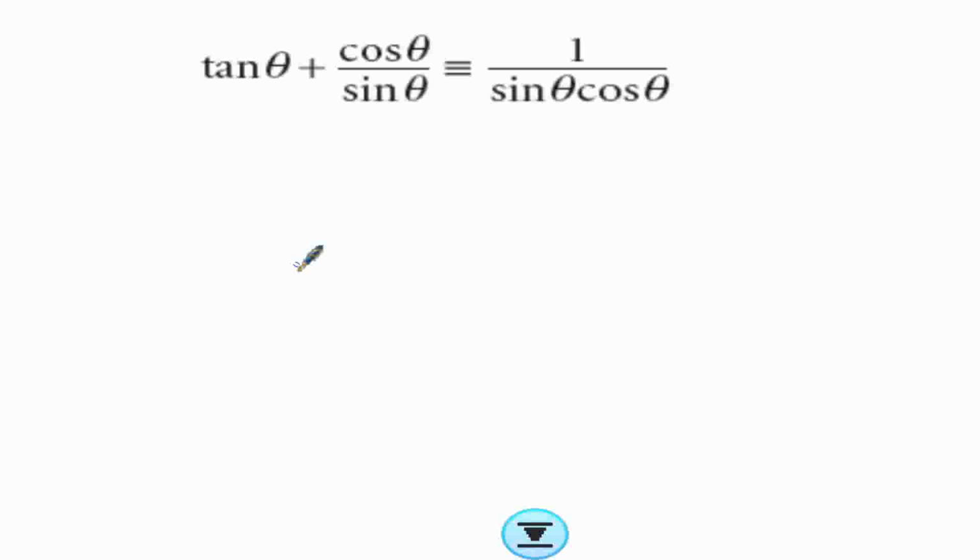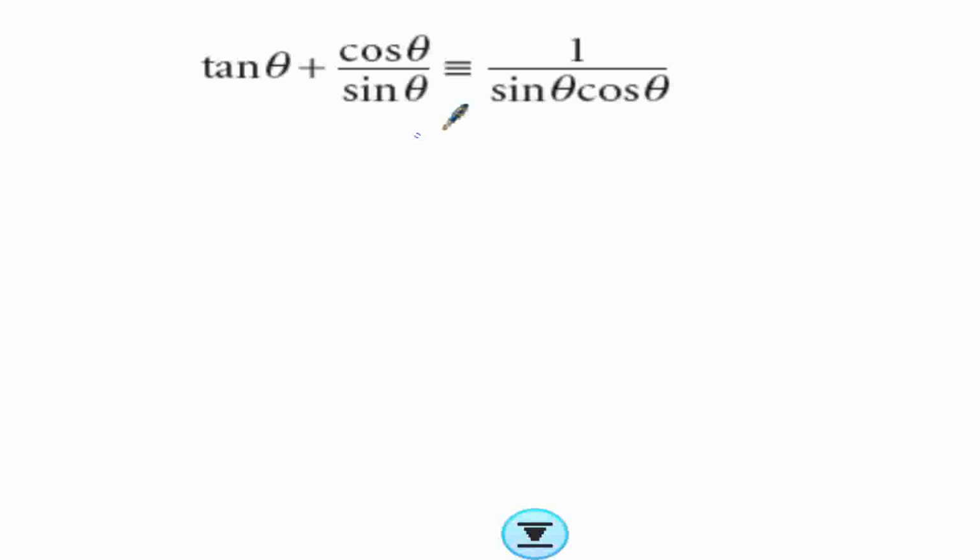Hello, in this video we are going to prove a trigonometrical identity, and our question is: prove tan theta plus cos theta over sin theta is equivalent to 1 over sin theta cos theta.